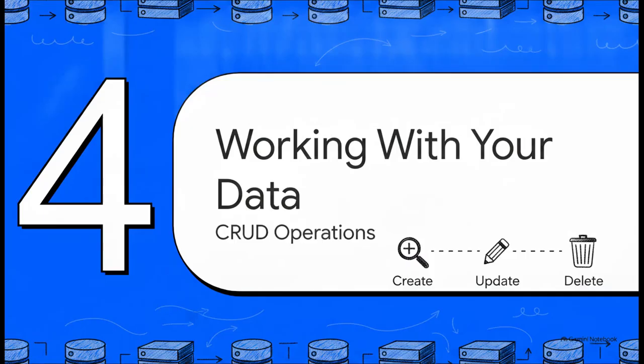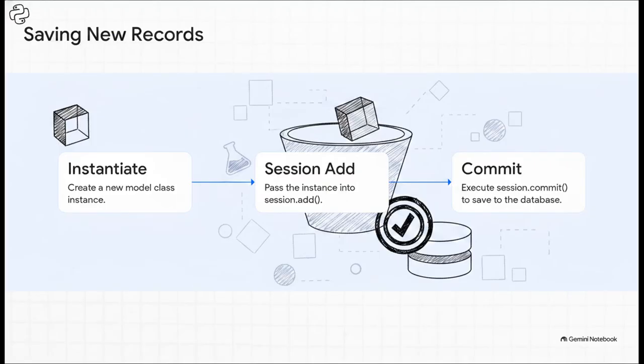All right, now that we've got those building blocks down, let's hit section 4, working with your data. Creating and saving brand new records is super straightforward. It's just a 3-step dance. Step 1, instantiate a new instance of your model class. Step 2, pass it right into session.add. And step 3, hit it with session.commit.